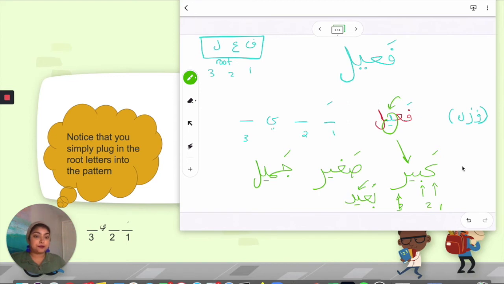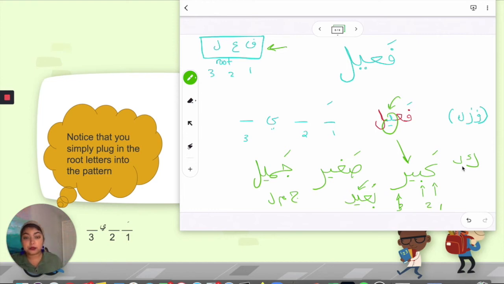Why is this important? It's important for two reasons. One, the root is what tells you what the general meaning is. So kaf, ba, ra, the root of kabir, has to do with bigness, right? So كبير is the adjective for big. صغير, صاد, غين, ra has to do with being small or smallness. So صغير is the adjective that means small, right? Same with right here, جميل. Jim, mim, lam has to do with beauty. Jamil is then the adjective that means beautiful.